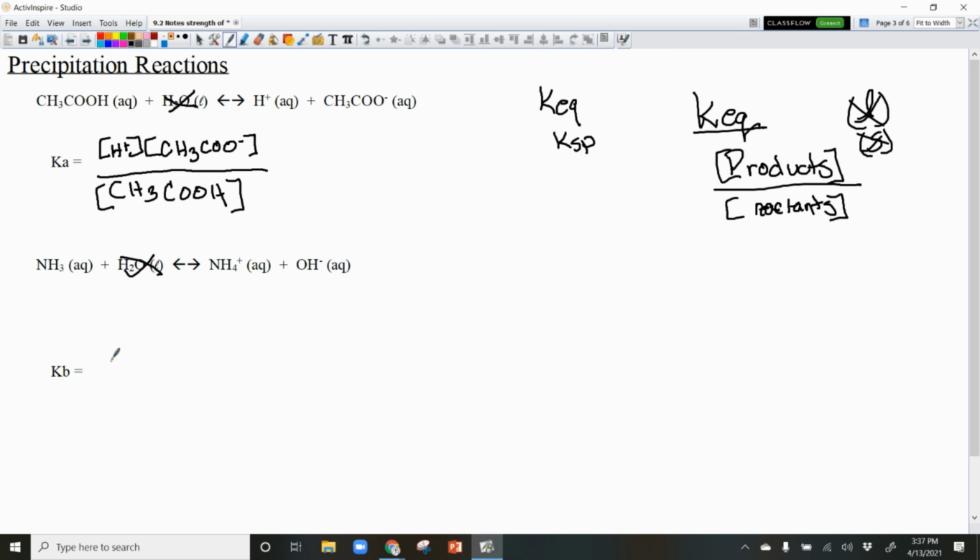We're going to leave out the water. So it's going to be the concentration of NH4+ times the concentration of the hydroxide ion over the concentration of your Bronsted-Lowry base. Okay, so writing the Keq for those.